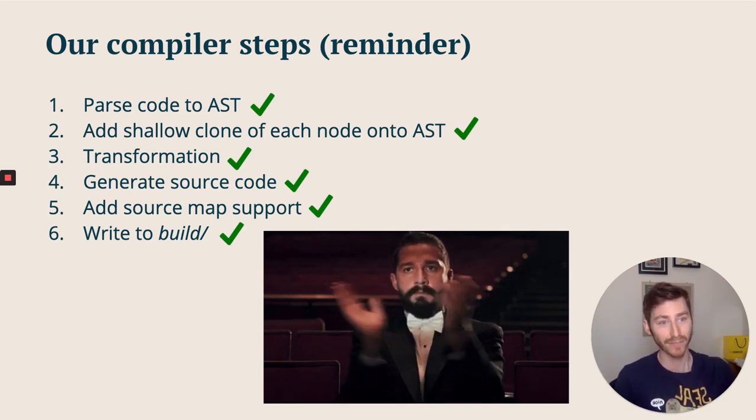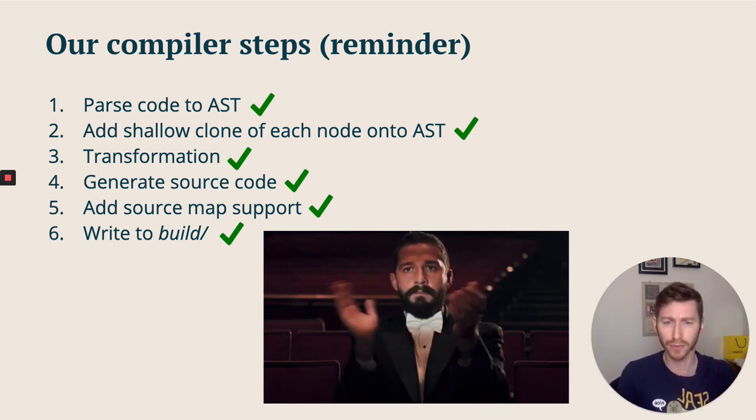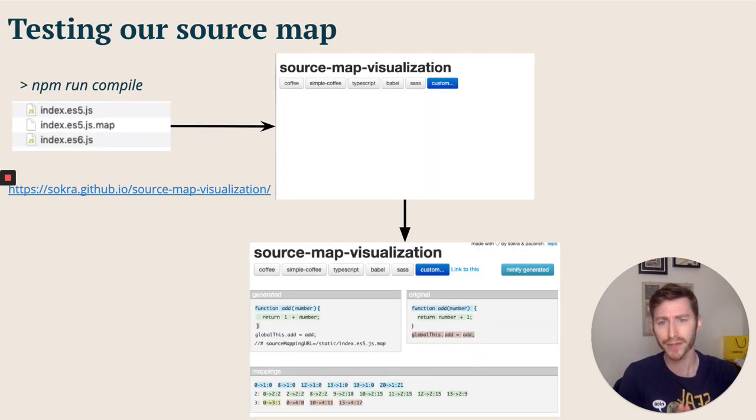So how do we now get confirmation that it's all worked? Testing our source map. If we compile the code, we should produce our build file with these 3 files inside. That's the original, the index.es6.js, the generated file, which is the index.es5.js, and the source map, which is the index.es5.js.map. There's a really fantastic website called Source Map Visualizer, which I've put the link there, which lets you visualize source map mappings.